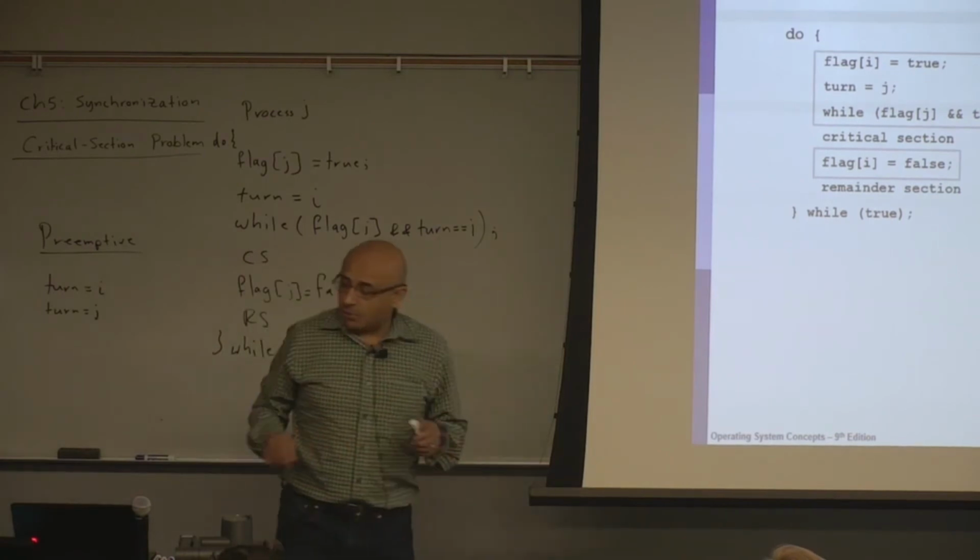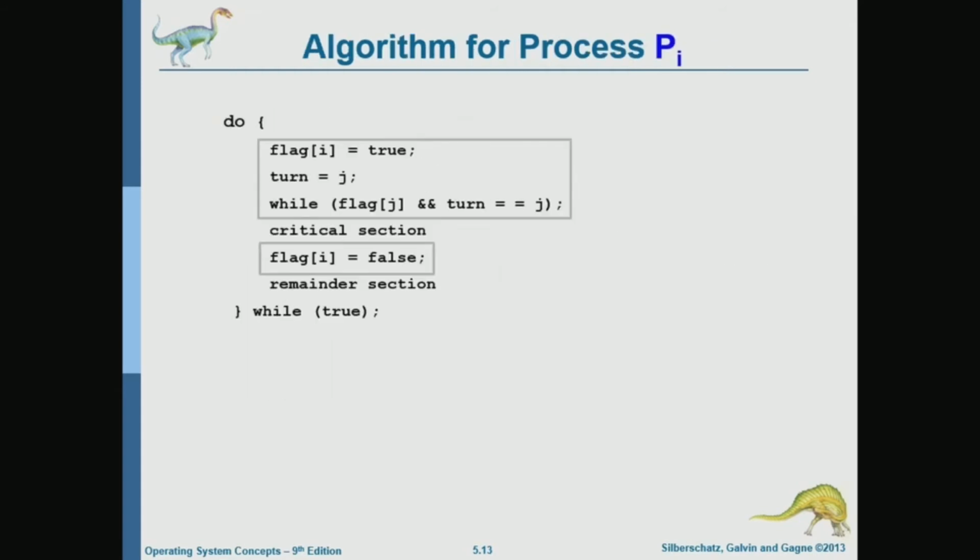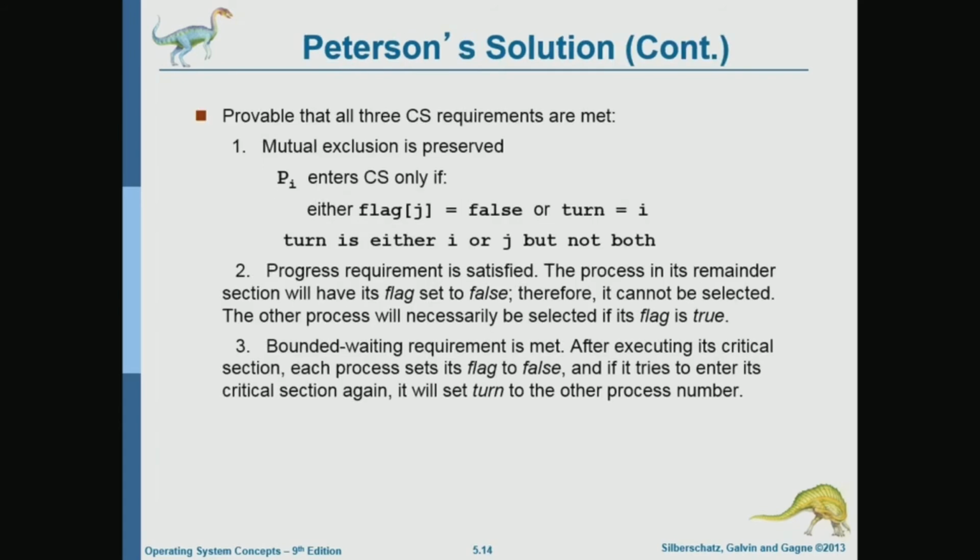Okay. So now, to see why this satisfies all the conditions. Obviously it satisfies mutual exclusion because there is a turn, and turn cannot be I and J at the same time. It's either I or J. If turn is I, I accesses the critical section. If it's J, J accesses the critical section. So mutual exclusion is easy.